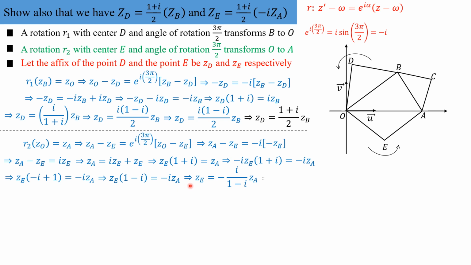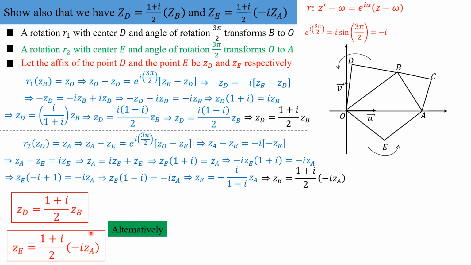We divide both sides by 1 minus i, and then we rationalize the denominator. We keep the negative i with ZA, that is it. We now rationalize 1 over 1 minus i, and we get 1 plus i divided by 2, which is what we are supposed to prove. Alright, so we are proving the two things.